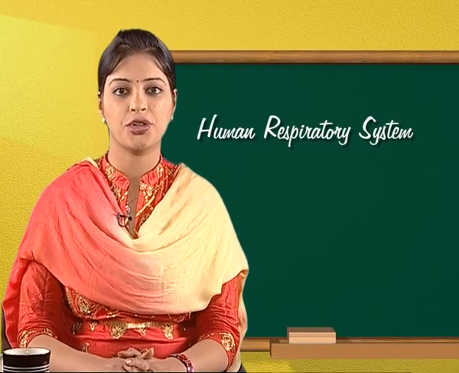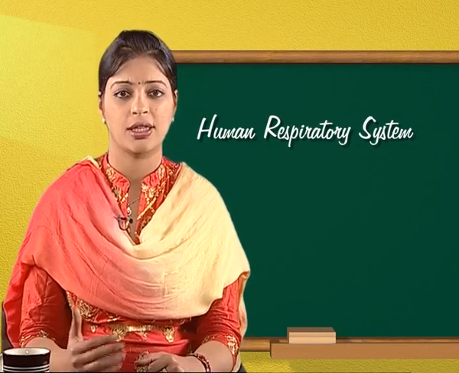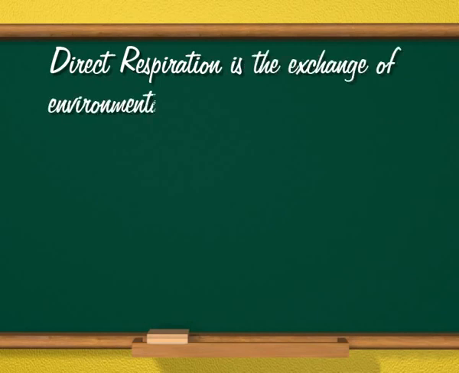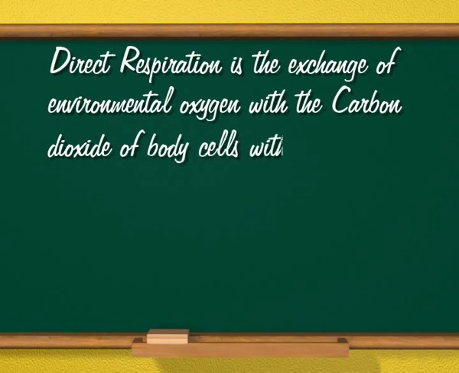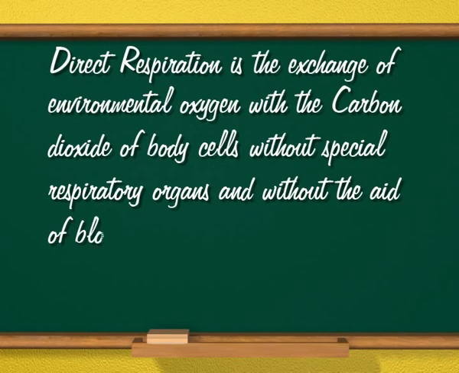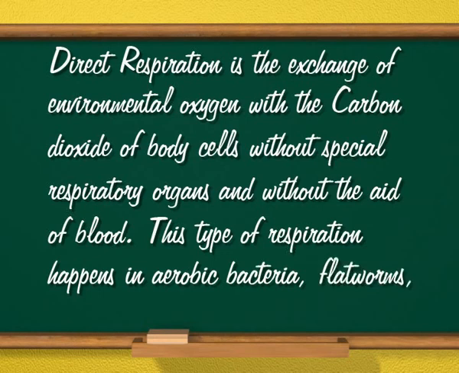My next question to you is, what is direct respiration? Answer: direct respiration is the exchange of environmental oxygen with the carbon dioxide of body cells without special respiratory organs and without the aid of blood. This type of respiration happens in aerobic bacteria, flatworms, roundworms, etc.